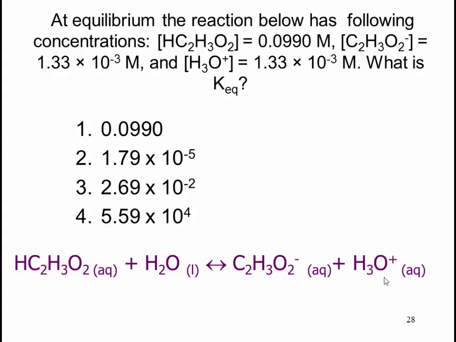This question gives us the concentrations of materials and asks us to get the equilibrium constant. So, hopefully again you think of the expression. The expression should be the acetate times the hydronium divided by the acetic acid. So we would take the acetate, which is 1.33 times 10 to the minus 3, times the hydronium, which is the same value, divided by the acetic acid concentration, which is 0.0990 molar. And I hope that when you put that into your calculator, you have decided that the answer is very close to 2.